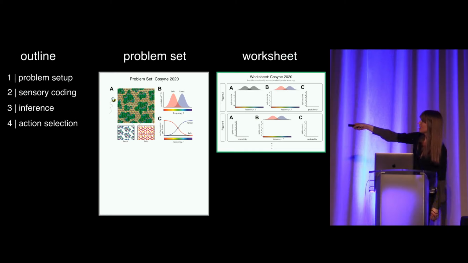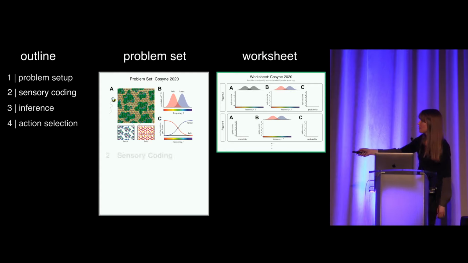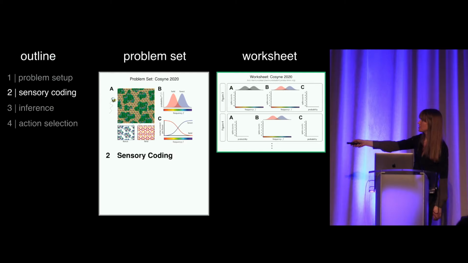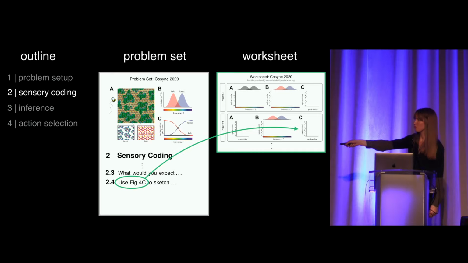We've introduced these normative frameworks for sensory coding, inference, and action selection, and so you'll find sections of the problem set addressing each of these. So there will be a section at the beginning that sets up the problem, followed by sections that address or explore each of these different topics. If we looked, for example, in the sensory coding section, you'll see a series of problems that will ask you to work through different things on pen and paper. In some cases, it'll ask you to sketch something, so this is where you'll use a worksheet, so you can sketch out whatever it asks you to sketch out.